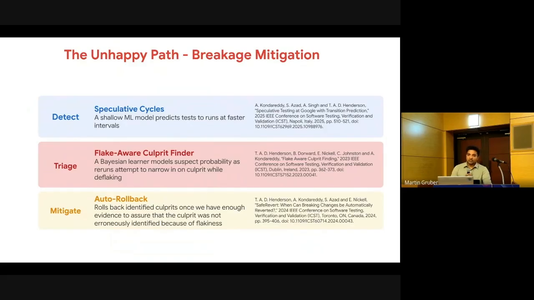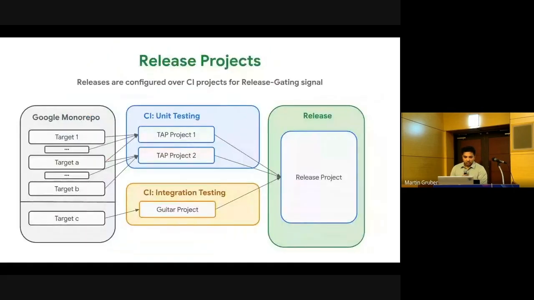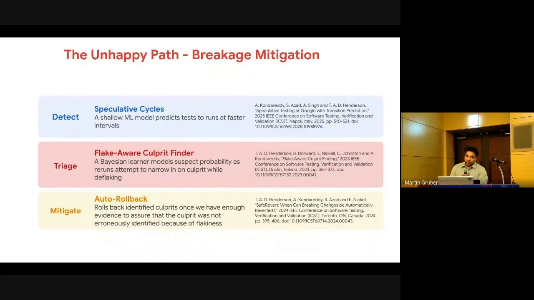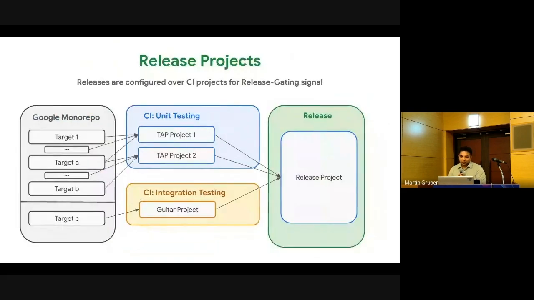And then we have an auto rollback system that tries to, with high confidence, roll back a commit if it caused breakage. So this is what we've talked about in the past, but for the first time, we're going to be talking about the other side of CI and release, the release aspect.